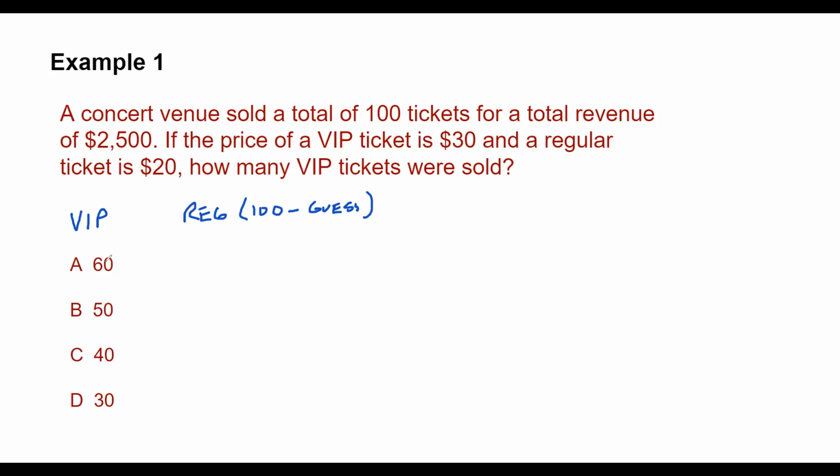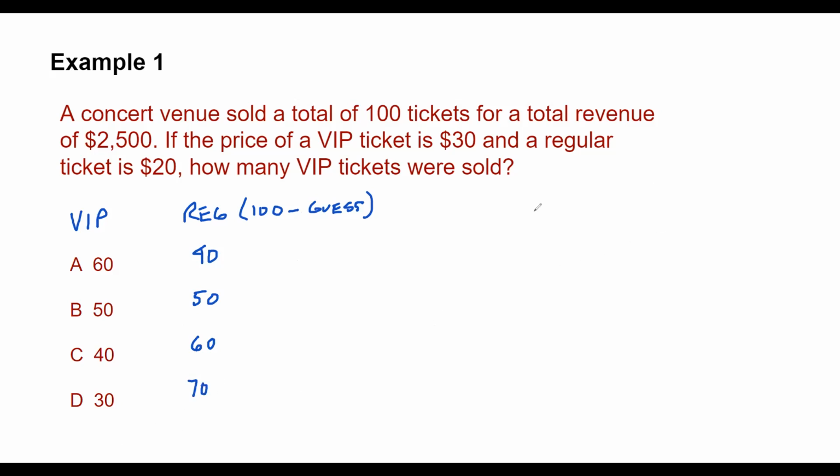So for option A, 60, it would be 100 minus 60 gives us a number of regular tickets of 40. Now, let's go down the line here to show that we can do that for each one of these. If there were 50 VIP tickets, there would be 100 minus 50 regular tickets. That would be 50. 40 VIP, 100 minus 40 would be 60 regular tickets. And if there were 30 VIP, 100 minus 30, there would be 70.